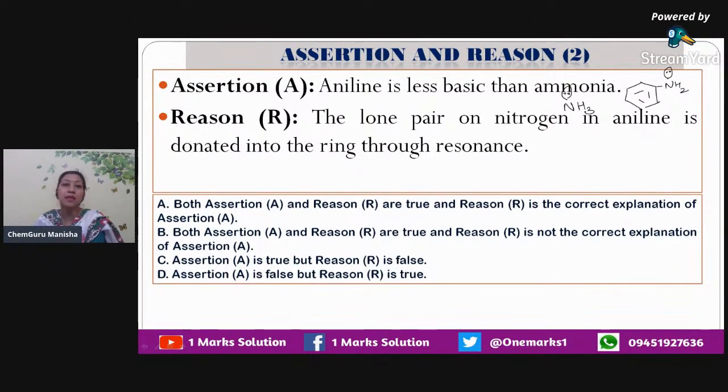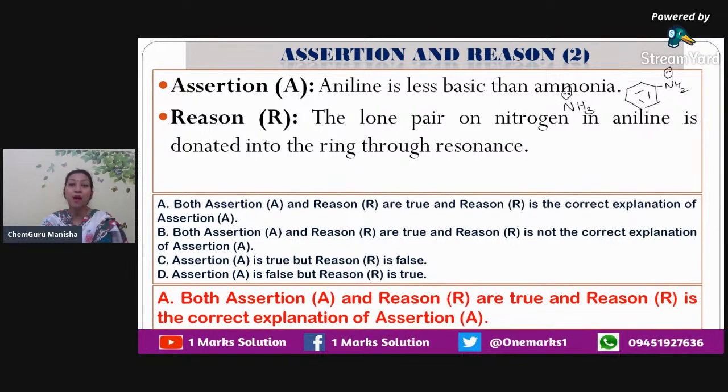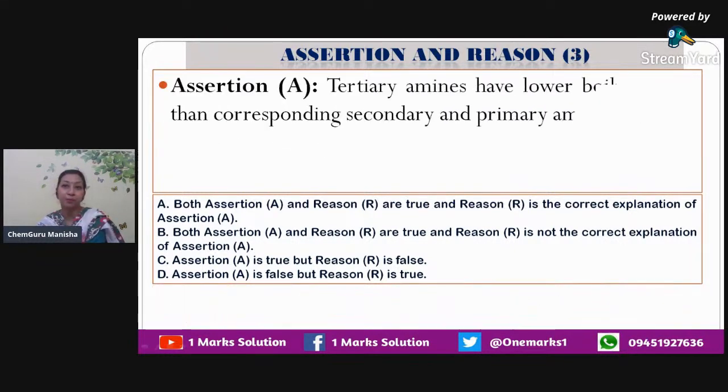And the reason says the lone pair of nitrogen in aniline is donated into the ring through resonance. That's what I said, conjugation. So the assertion is true, the reason is true, and the reason is very well explaining the assertion. So we go by option A.